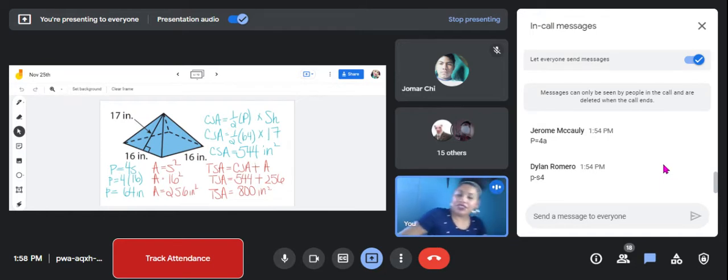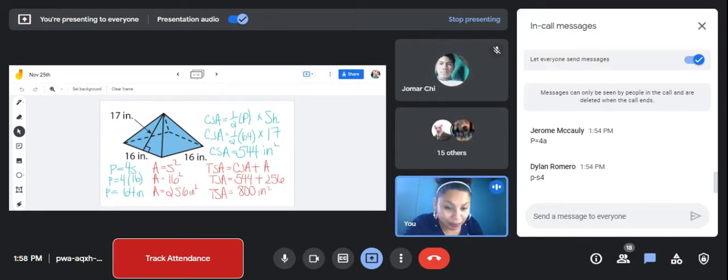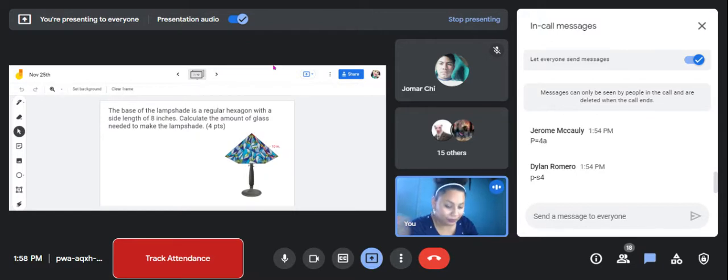Questions? Is it clear, guys? Did you understand how we got it? Clear, miss. I think the problem here is you guys being able to identify your formulas, because there are a lot of formulas. You have to remember the ones for perimeter, the ones for area, all of them when it comes to surface area. So let's continue to this one.